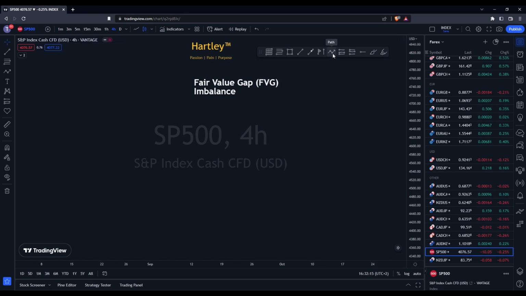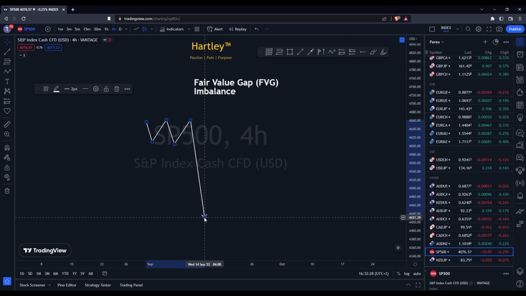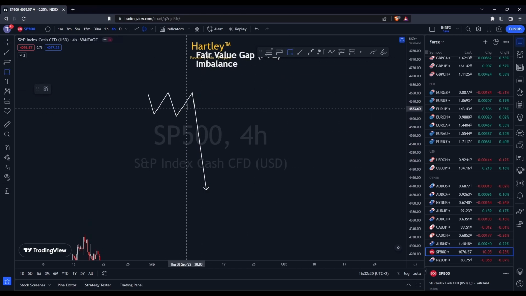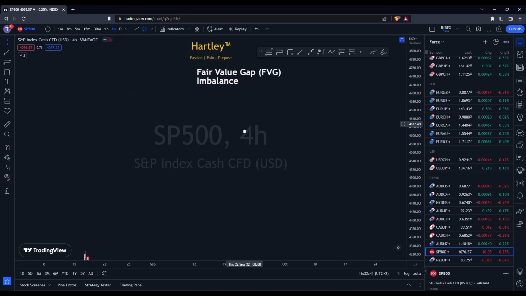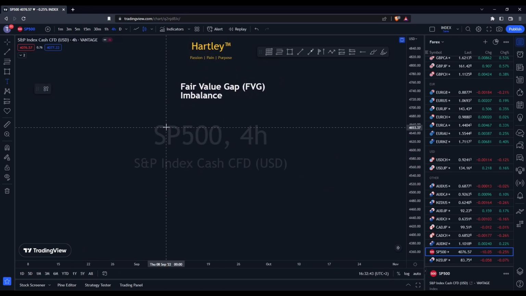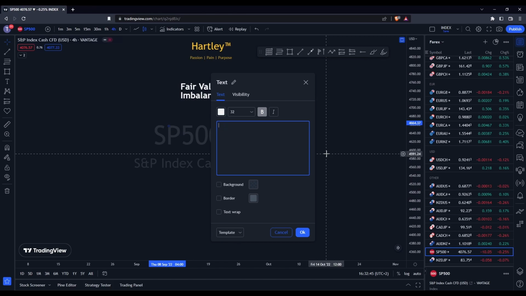With a fair value gap and an imbalance, you're going to spot them when the market makes an expansion, right? The market can be ranging or doing whatever it wants, and when it makes an expansion in one direction, leaving a gap between the candle before the expansion and the candle after, that's where you'll find the imbalance in the market. The way imbalances are formed is when you have missed orders or unfilled orders.